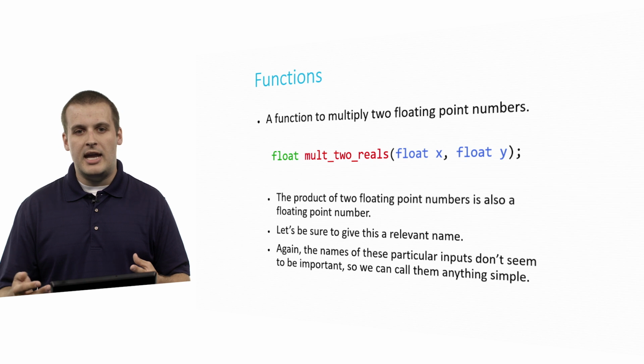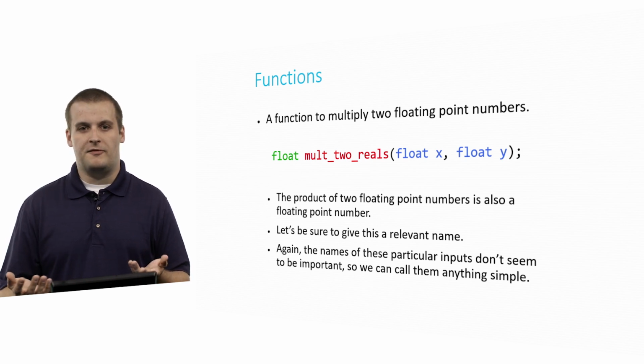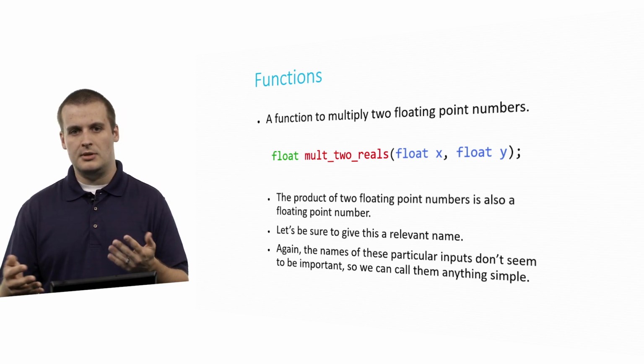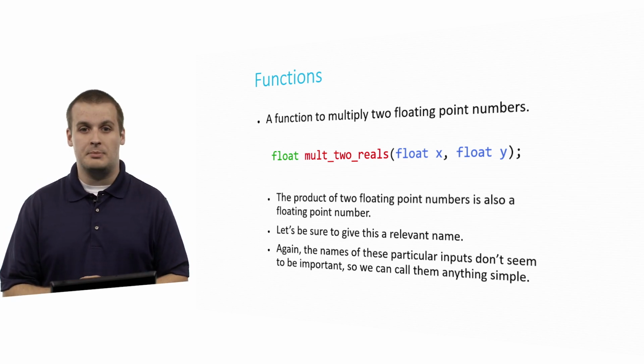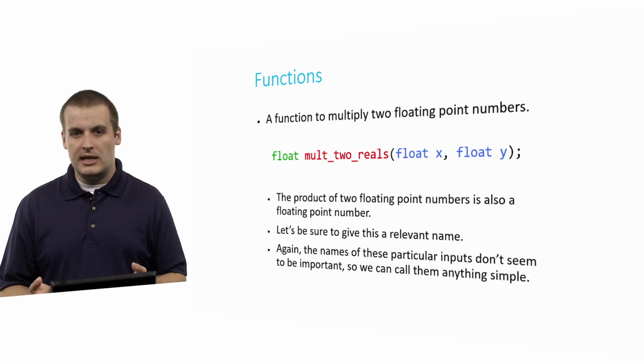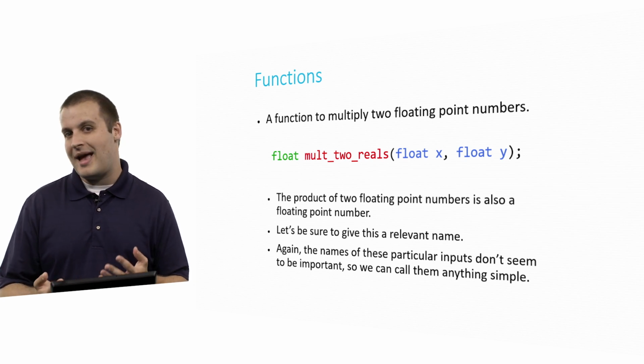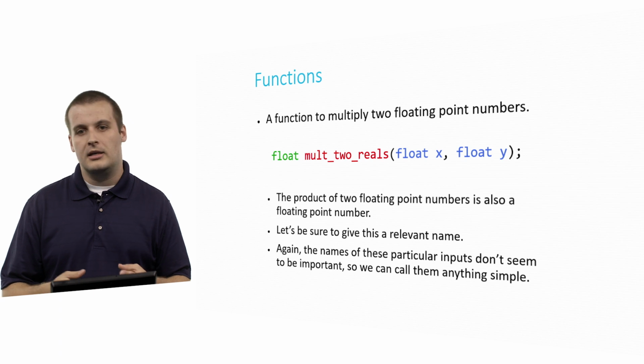We want to give it a relevant name. Multiply two reals seems fine, but you could really call it mult2floats or multfloats, anything like that, as long as it gave some actual meaning to what this black box was going to do. And again, in this case, we don't seem to have any meaning attached to the names of the variables we're passing in, so we can just call them x and y.